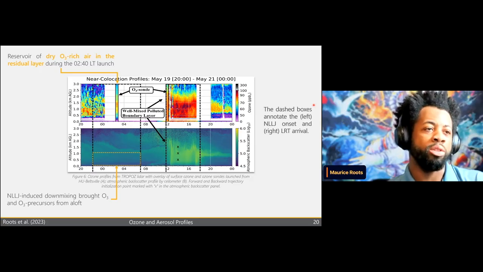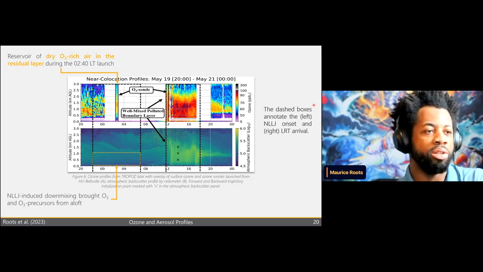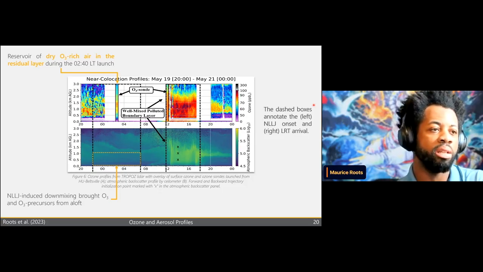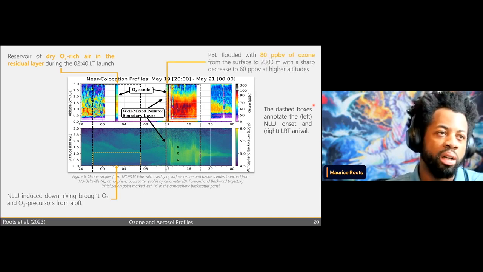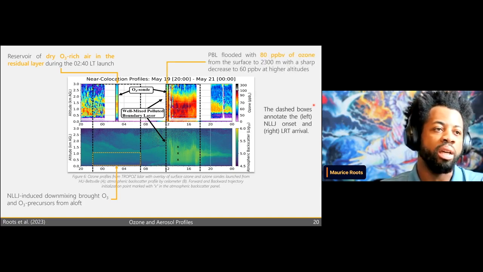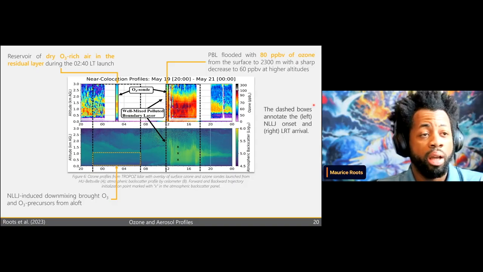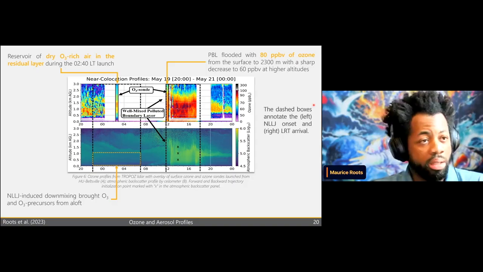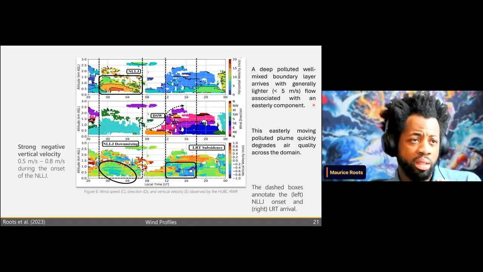So in that, you can see there are some pretty interesting gradients associated with the low-level jet, which I'll highlight on the next slide, that are showing us that there is an intrusion of that polluted residual air into some of the surface air. And that's the result of increases in the nocturnal space. And so that's this figure here.